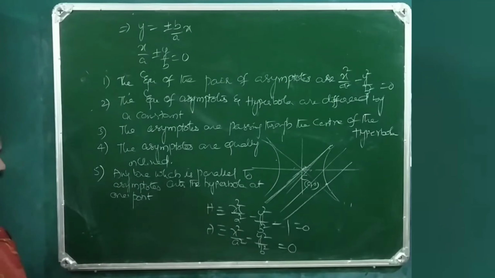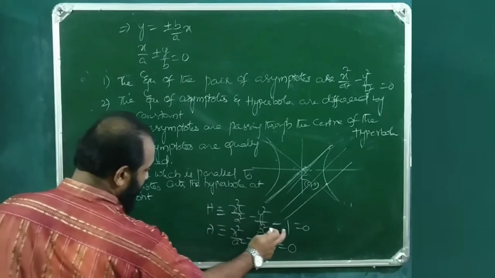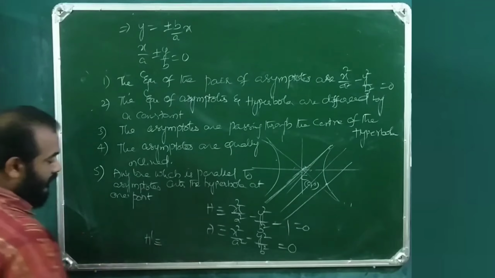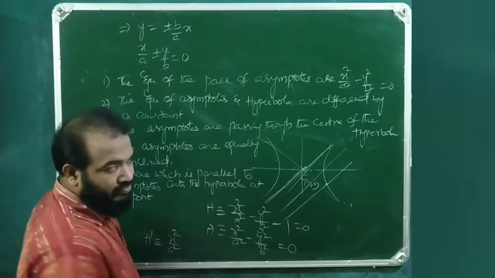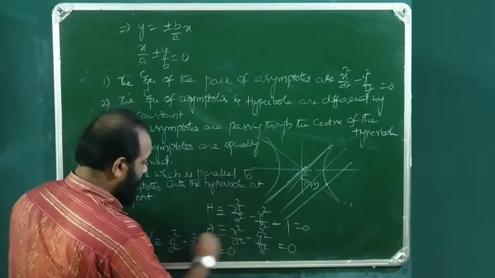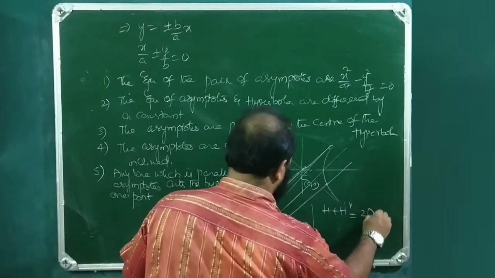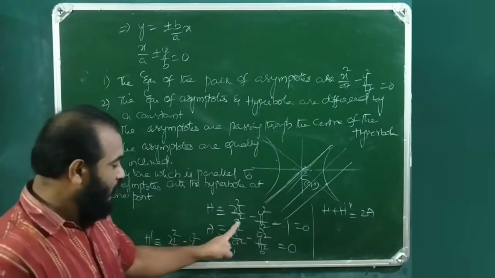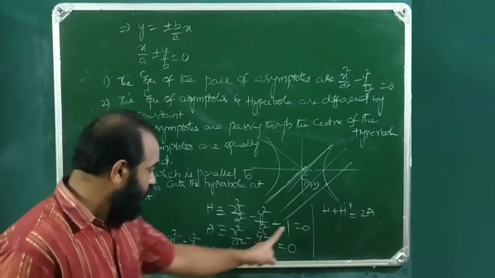Now, the equation of the hyperbola H is x square by a square minus y square by b square minus 1 equals 0, and H dash is the conjugate hyperbola: x square by a square minus y square by b square equals minus 1, that is, x square by a square minus y square by b square plus 1 equals 0. Now H plus H dash equals 2 times the asymptotes, A. So x square by a square minus y square by b square minus 1 plus x square by a square minus y square by b square plus 1, and these two get cancelled.